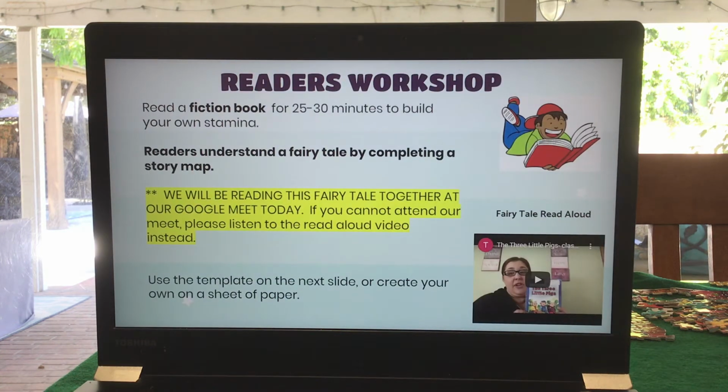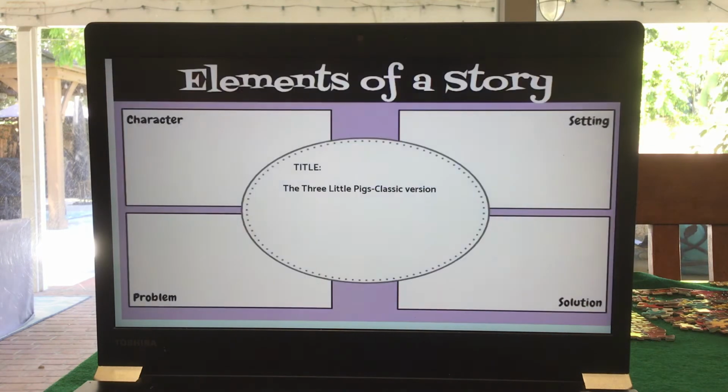Okay, we're going to read this fairy tale today for your Reader's Workshop lesson in our Google Meet. So if you attend our Google Meet, you don't have to listen to the video as we're going to do it live together. If you cannot attend our meet, go ahead and watch this video so that you can hear the same story. We're going to be reading The Three Little Pigs, just the classic version today. And then we're going to be creating a story map with our character, setting, problem, solution. If you're in the live Google Meet, we're going to be doing it together. If you're not, you'll need to do it on your own.